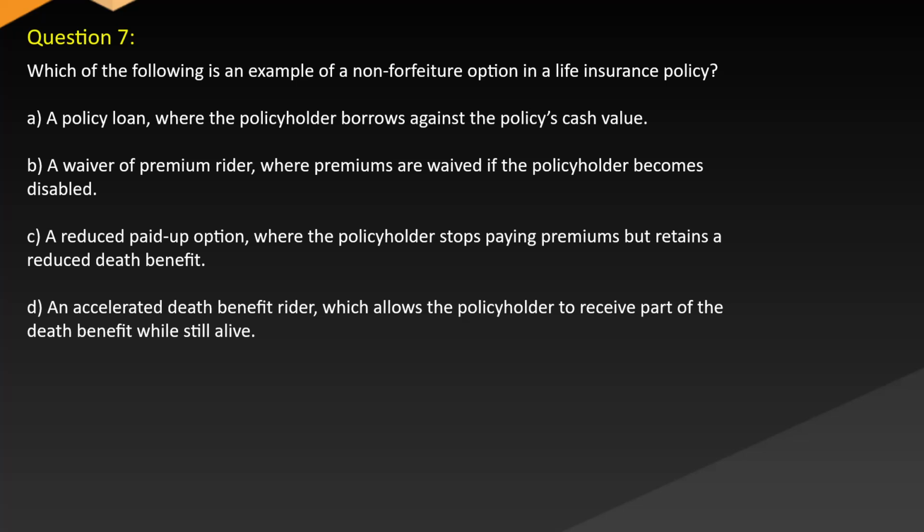Question 7. Which of the following is an example of a non-forfeiture option in a life insurance policy? A. A policy loan where the policyholder borrows against the policy's cash value. B. Waiver of premium rider where premiums are waived if the policyholder becomes disabled. C. Reduced paid-up option where the policyholder stops paying premiums but retains a reduced death benefit. D. An accelerated death benefit rider which allows the policyholder to receive part of the death benefit while still alive.